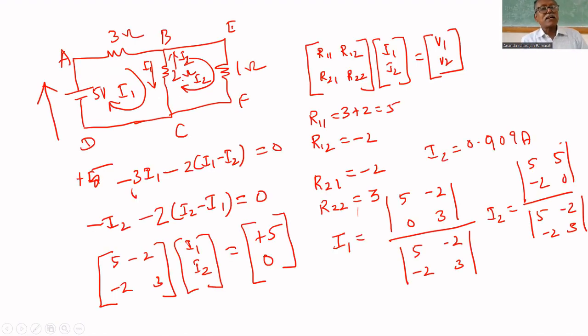Power. Here, power equal to the product of V and I. P equal to the product of V into I. The unit is watts. Suppose they are asking, what is the power dissipated in EF? Find the power dissipated in EF.